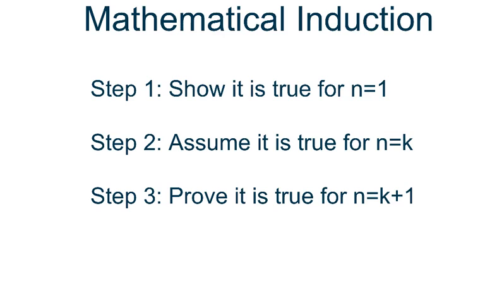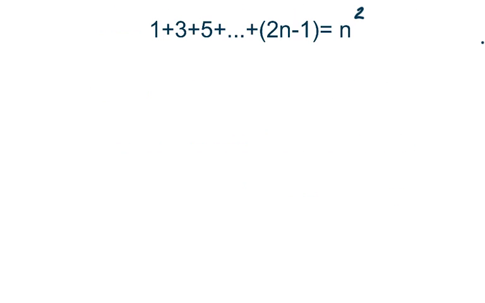The first, we're going to show that it's true for n is equal to 1. The second step, we're going to assume that it's true for n is equal to k. And step 3, we're going to prove that it's true for n is equal to k plus 1 using our assumption in step 2 that it's true for n is equal to k. Let's explore these three steps by doing an example.